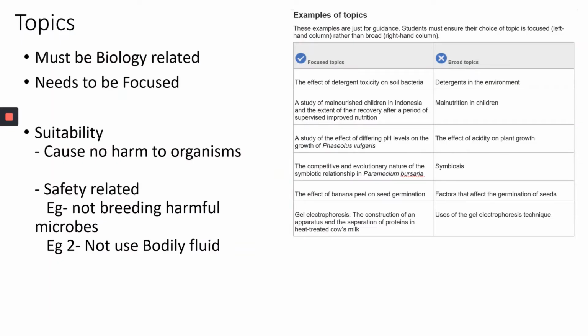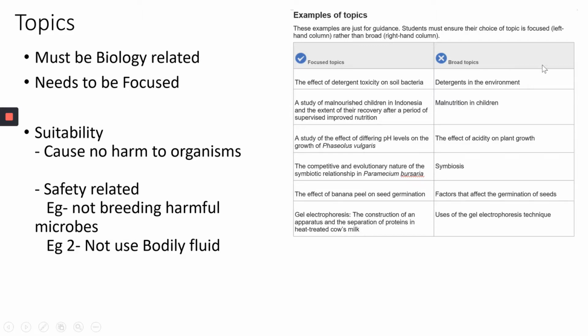So first of all, in section A, you need to look into whether the topic is suitable for your biology EE. First of all, you will notice that this must be biology related and it must be focused. Here you can see some examples of focused topics and broad topics, because in the EE, you only have about 4,000 words to cover the whole passage. So it's important to narrow down the scope of your study.